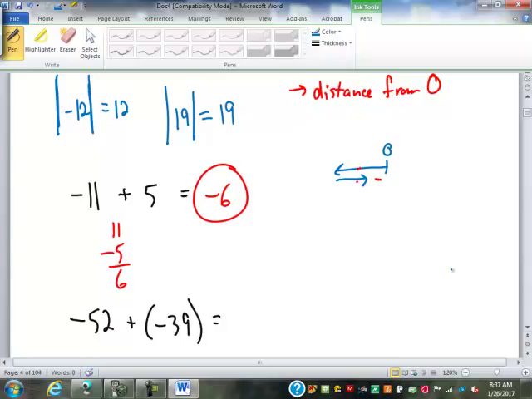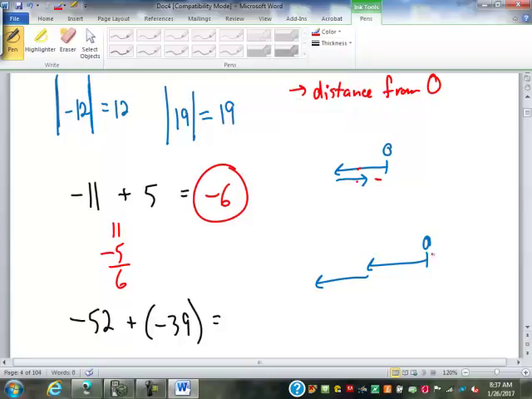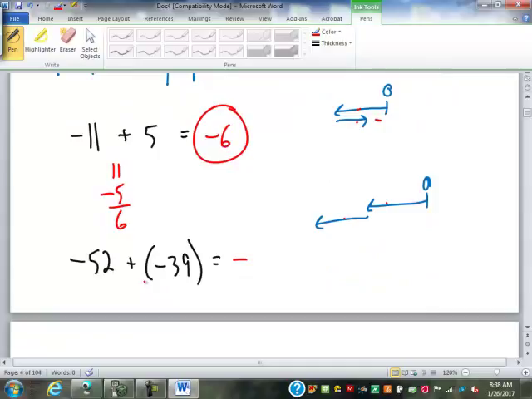Only when you're multiplying or dividing. Here's 0. Negative 52 goes this way. Negative 39, same or opposite? Same. So those both go in the same direction, so it tells me two things again. One, they're both going negative, so the answer is definitely negative. Both are going in the same direction, so their absolute values add together. The length of that vector is the two absolute values together. So it's 52 plus 39, which is 91. So it's a negative 91.